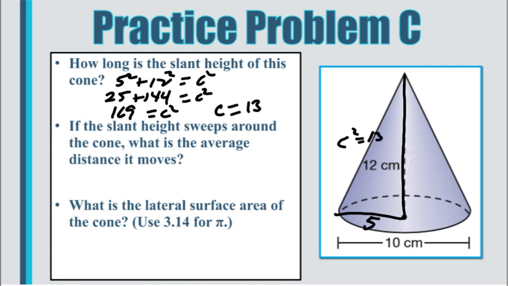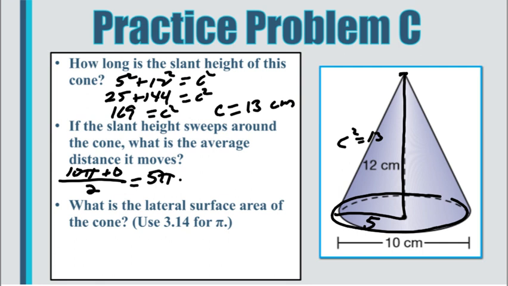This is 13 centimeters. If the slant height sweeps around the cone, what is the average distance it moves? So I need to find the circumference of the circle here, so 10 pi. And this point is 0. So 10 pi plus 0 divided by 2 equals 5 pi, times the slant height, which is 13. That would give us 13 times 5, 65 pi.